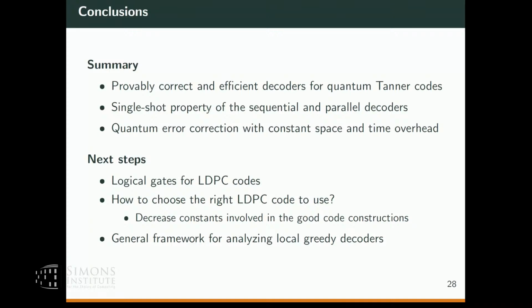And finally, one of personal interest is how we can analyze these local greedy decoders in a more systematic way. A lot of these small Sipser-Spielman type algorithms work for different types of codes, but they're all proven in very different ways. So it would be nice if there was some better framework for analyzing them. So yeah, I think that's the end of my talk. Thanks for listening.